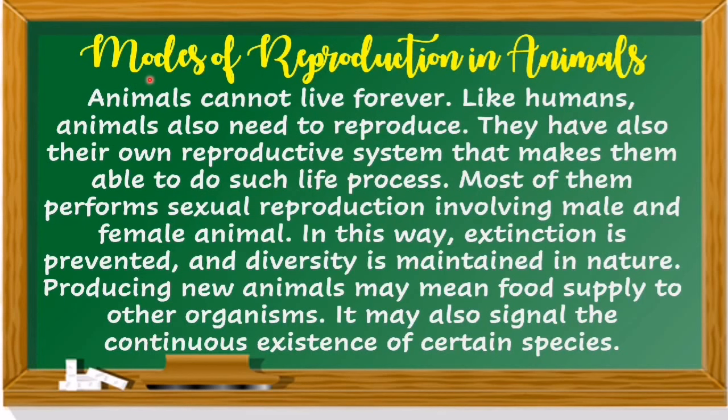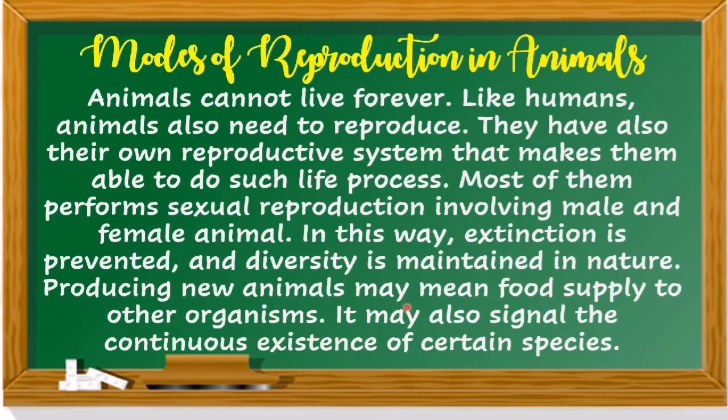Modes of reproduction in animals. Animals cannot live forever. Like humans, animals also need to reproduce. They have their own reproductive system that makes them able to do such life process. Most of them perform sexual reproduction involving male and female animals. In this way, extinction is prevented and diversity is maintained in nature.